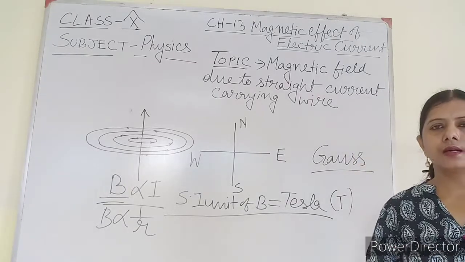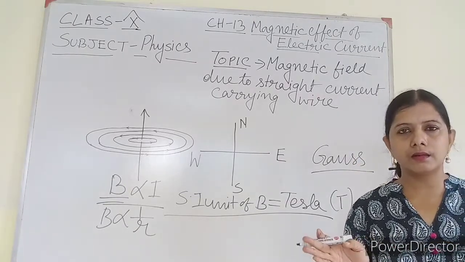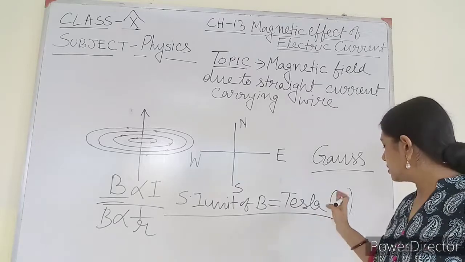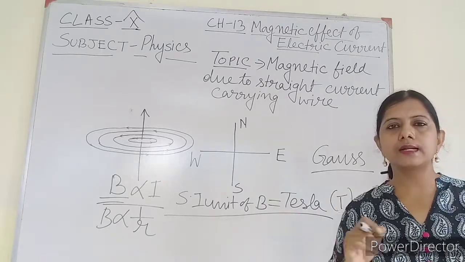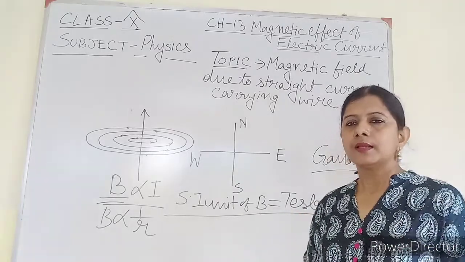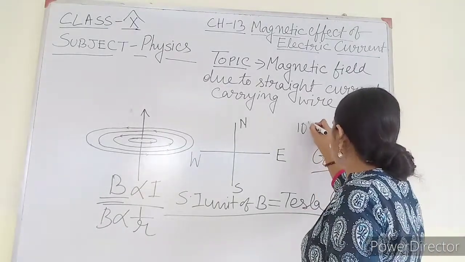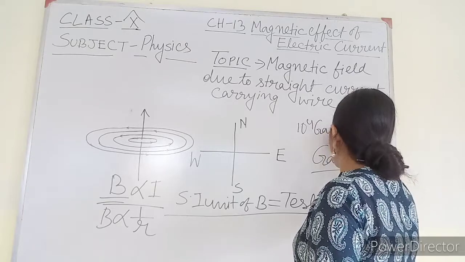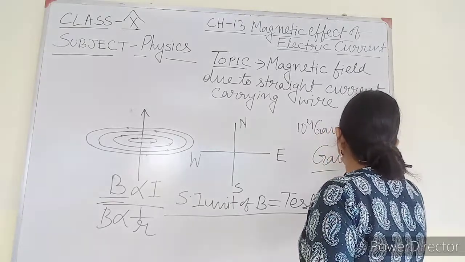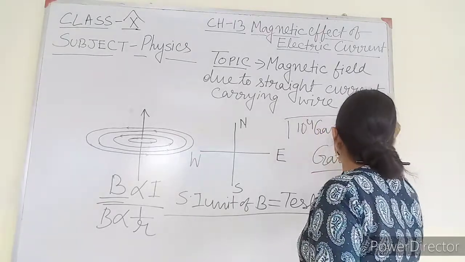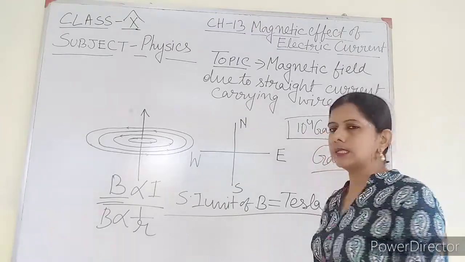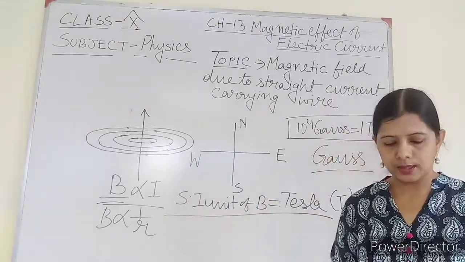Relationship between CGS unit and SI unit, that relation also you have to know. The relation between CGS unit and SI unit is 10 to the power 4 Gauss equal to 1 Tesla. This is the relationship between CGS unit and SI unit.